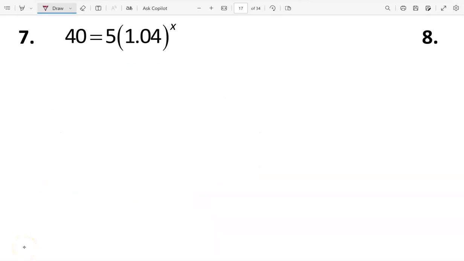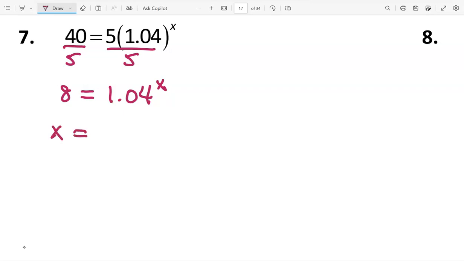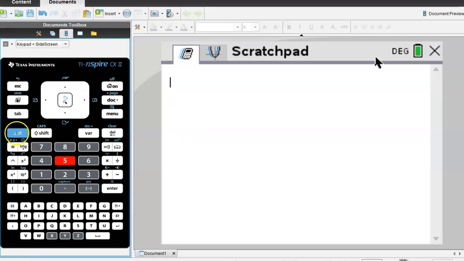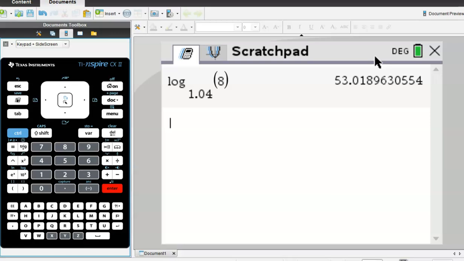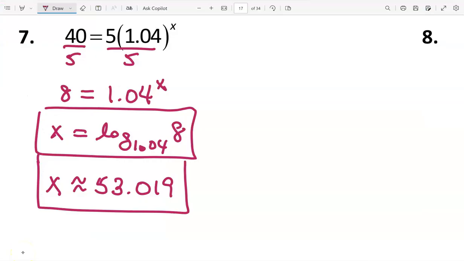In number 7, we have an exponential equation, but we need to isolate the exponential expression by dividing both sides by 5 first, so 8 is equal to 1.04 raised to the x power. Now we can solve the exponent by writing in logarithmic form. So the exponent x is equal to the logarithm base 1.04 of 8. And that's our exact form solution. So entering the log base 1.04 of 8 gives us an approximate solution of 53.019, rounded to the nearest thousandth.